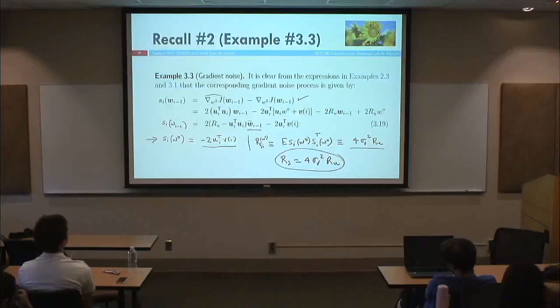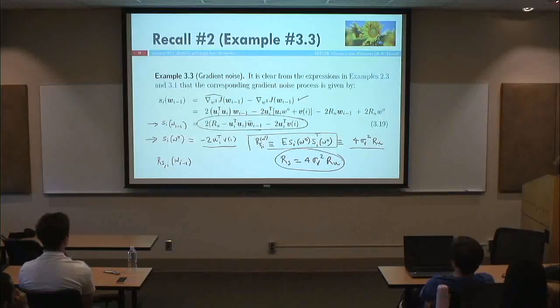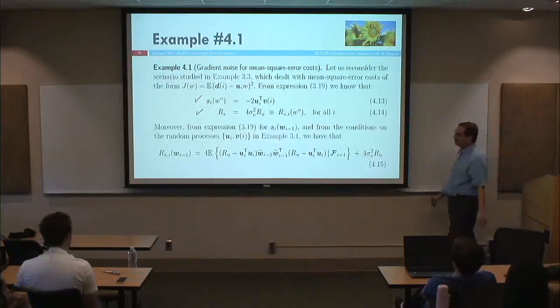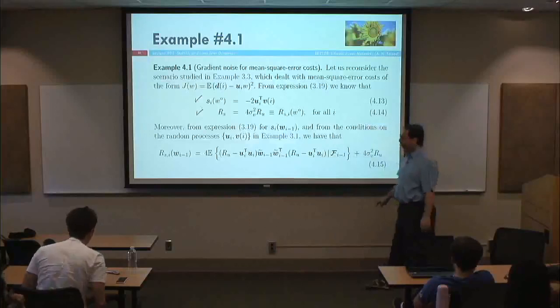So this is R_s at w_0. What would be R_s(i), let's say, at w_{i-1}? Well, compute the covariance of this. I have to take this whole thing, multiply by itself and compute expectations conditioned on the past data. I think that's what I do in the next example. So here it is. This is S at omega 0, and this is R_s, what I just wrote on the previous slide. They are repeated here. Let's compute the other covariance.